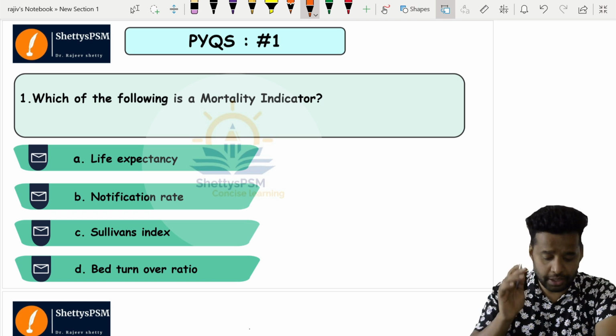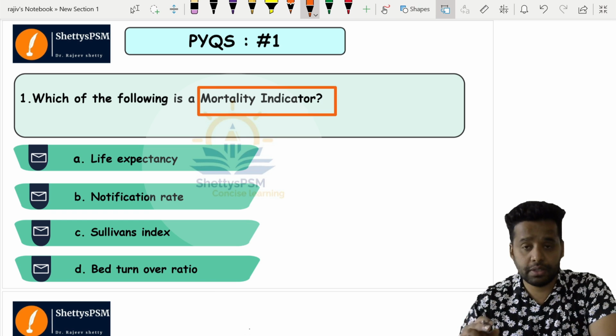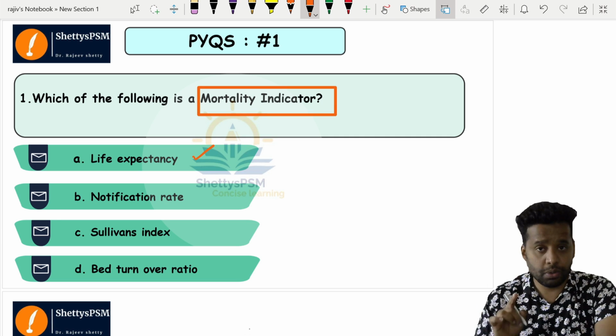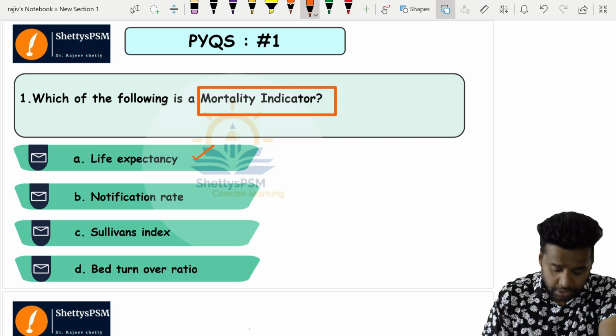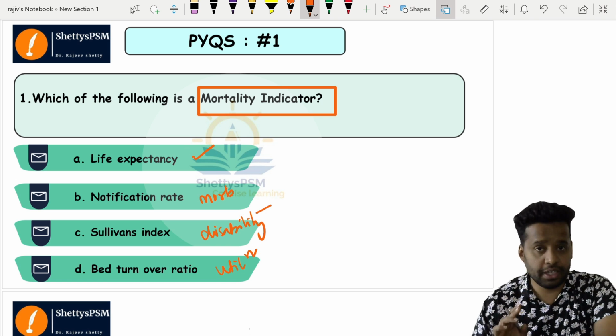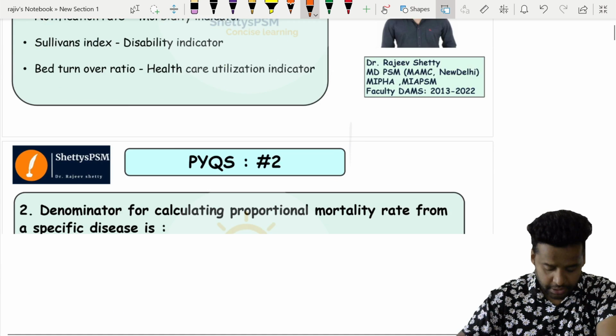So let me take the first question. Which of the following is a mortality indicator? Answer is life expectancy is a positive mortality indicator. Notification rate, morbidity indicator. Sullivan's index, disability indicator. Bed turnover ratio is a healthcare utilization indicator.